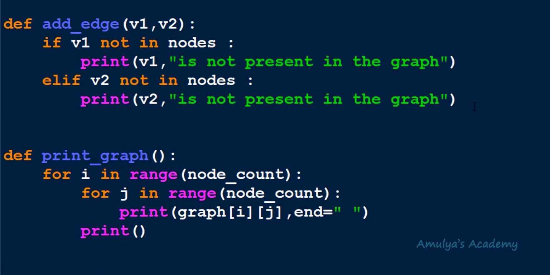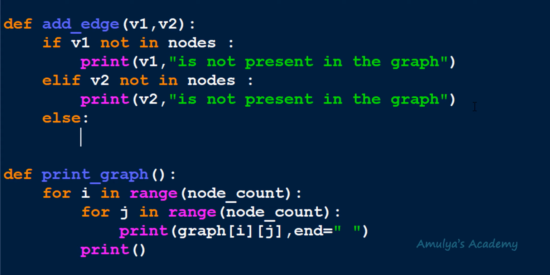We need both the nodes in the graph. Okay, to add an edge between v1 and v2, we want v1 and v2 need to be present in the graph. If any one of the node is not present, we can't add an edge. If both the edges are not present, then also we can't add an edge. Now here else. If the control comes to the else part, that means v1 and v2 both are present in the graph. You know how if elif else works, right?